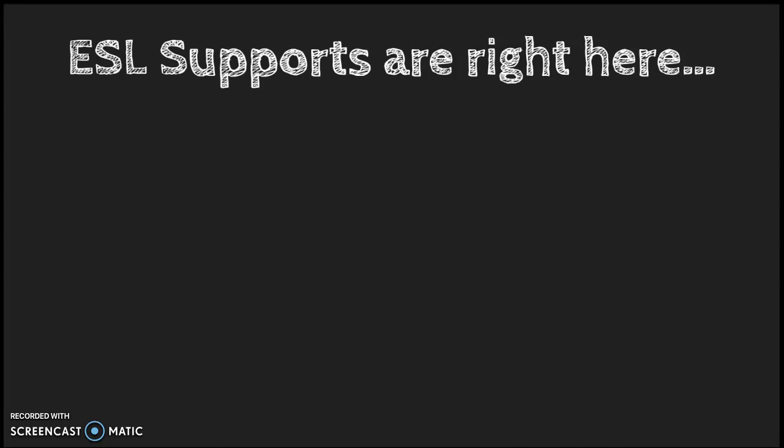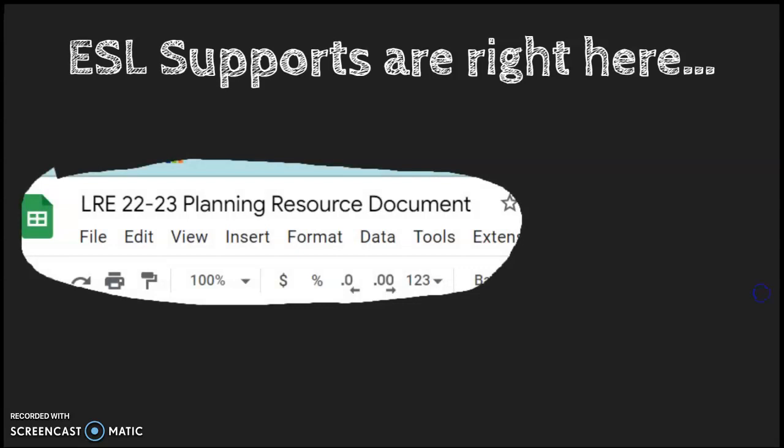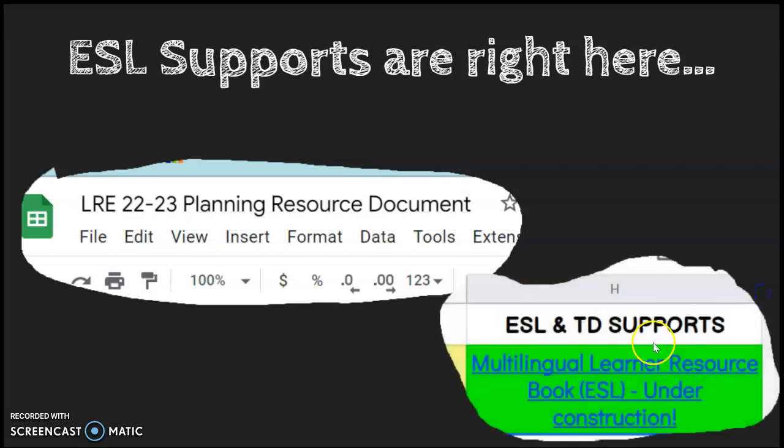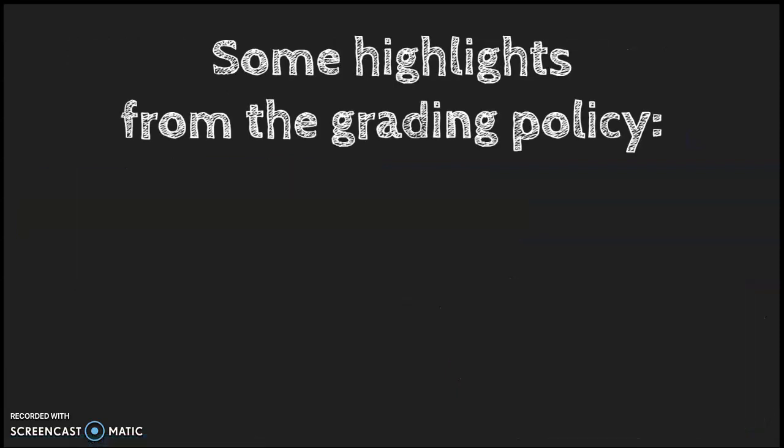So I have in your planning document a link that you can go to, and it will open a Book Creator book to what will eventually be all the ESL supports. Okay, you go to your planning resource document. Okay, you know that, right? Then you find your ESL supports area. It might look a little different depending on the grade and the subject you're teaching. And find the link that says Multilingual Learner Resource Book, ESL. And then eventually I'll get rid of the words under construction when it's no longer under construction. But it is right now. But it has some stuff that I'll be mentioning today in this little video.